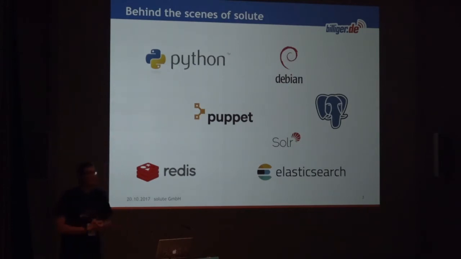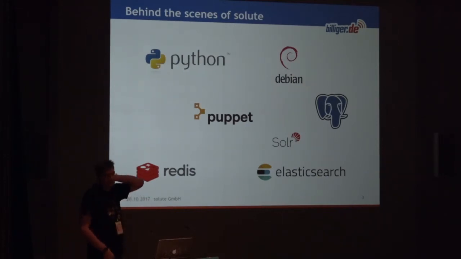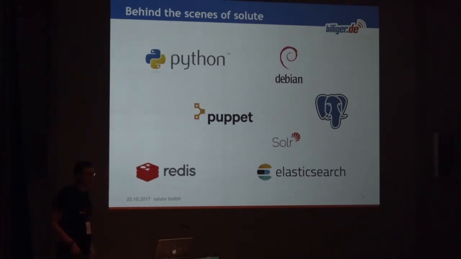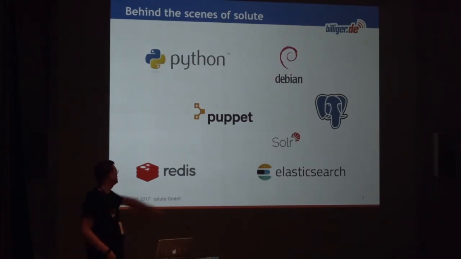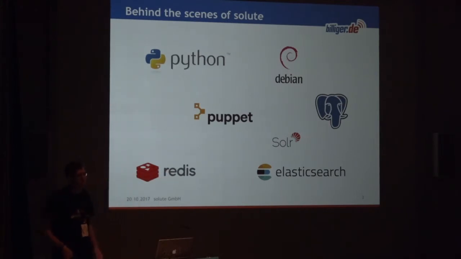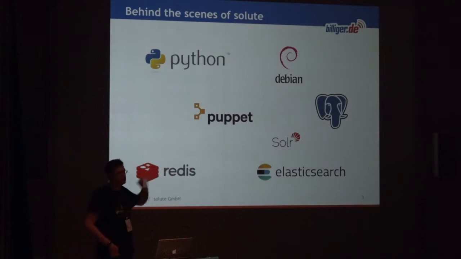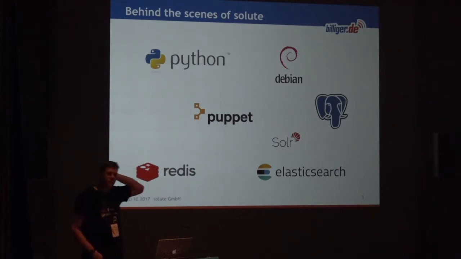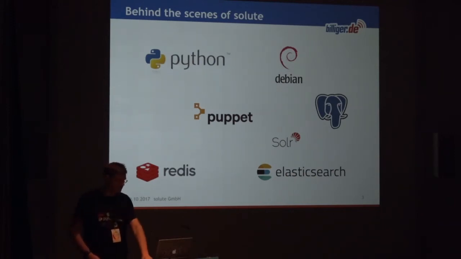How we do that? Well, Solute is a Python company. With very few exceptions, all the code that we write is in Python. We are running on Debian systems, so the production systems are all Linux, and also our developer machines. Deployment is done via Puppet. We still have a few Postgres databases, but we are gradually moving away to more scalable storages like either Elasticsearch or Redis. And our search is powered by Solr. If you want to hear more about that, there will be a talk tomorrow by Patrick Schemitz about our search, and that's done by Solr.